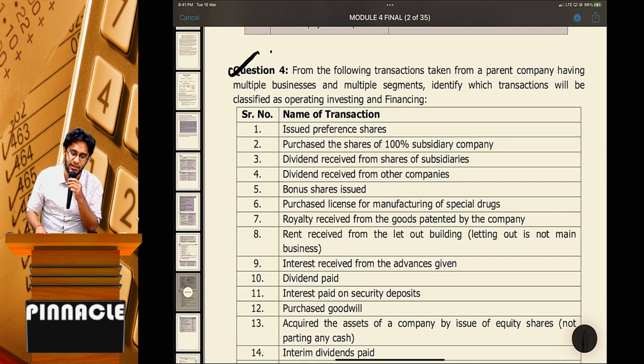Dividend received from shares, investment. Dividend received from other companies, investing. Bonus shares, non-cash. Purchase license for manufacturing of special drugs. A license is an intangible asset. You purchase that, it is investing activity. Royalty received from goods patented by the company.